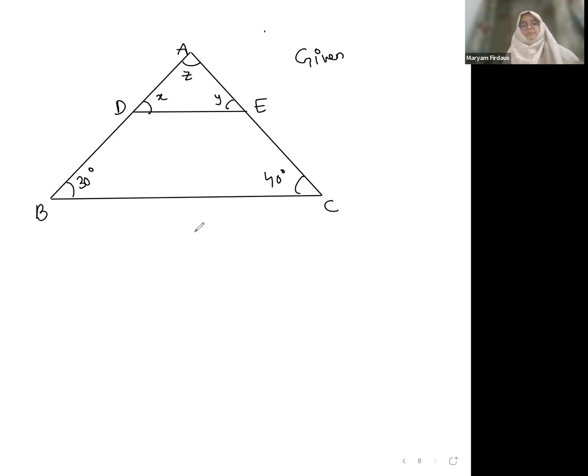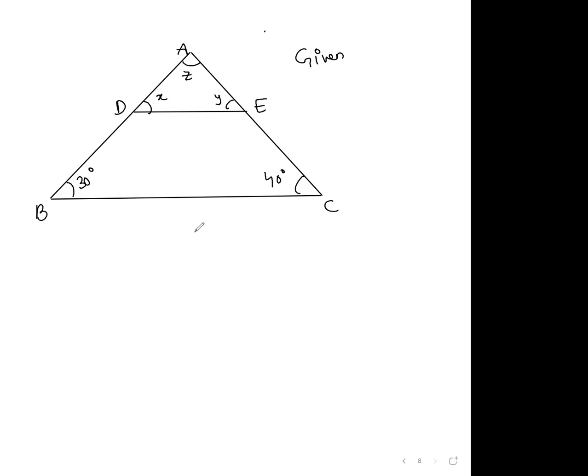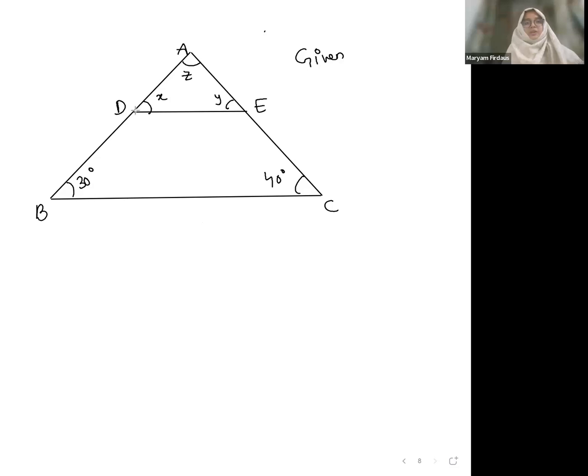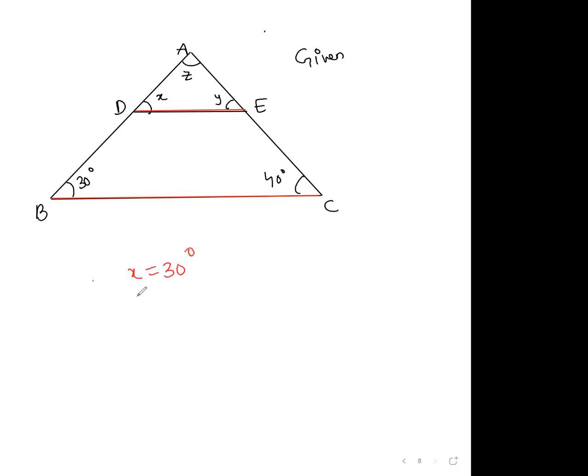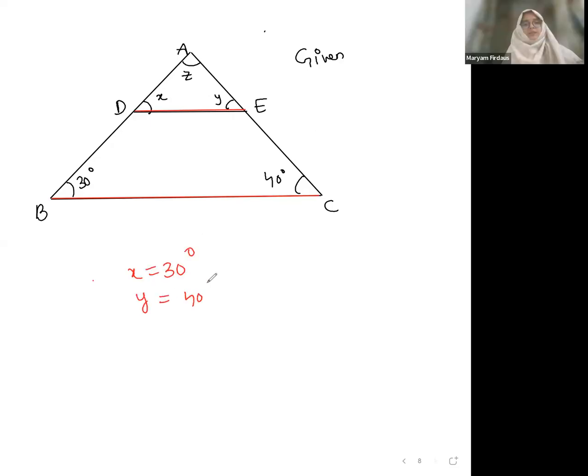I think x will be 30 and y will be 40. Very good, Hiba. That's very prompt of you. So, yes, x will be 30 degrees and y will be 40 degrees. Very good. So you have found x and y. This is 30. This is 40. Now, what will z be?